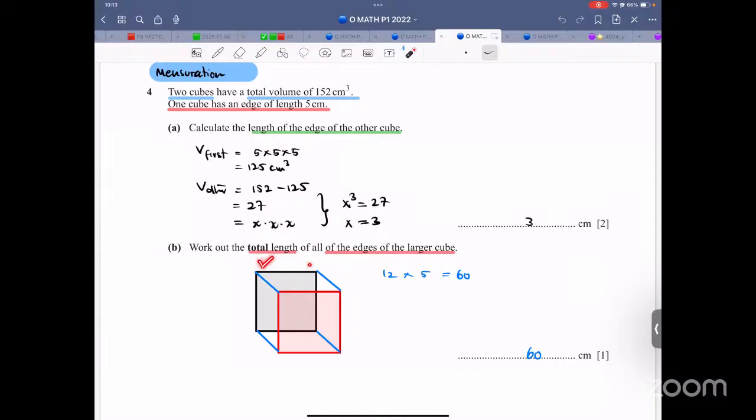Work out the total length of all the edges of the larger cube. The larger cube has a length of 5. There are 12 edges, so 12 into 5 is 60.